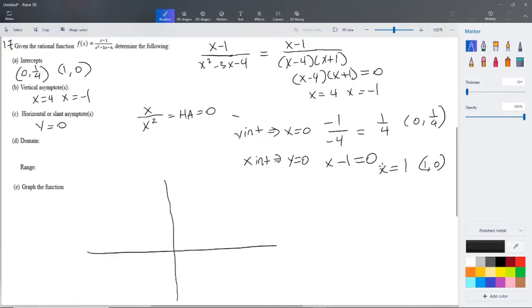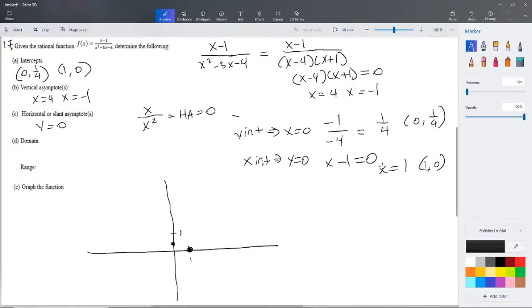Get your Cartesian coordinate system laid in here and put down what you know. All right, I know that I have a y-intercept here at (0, 1/4). So if I call this one 1, my 1/4 is probably about right there. And I have a (1, 0) as well. So here's (1, 0) right there.